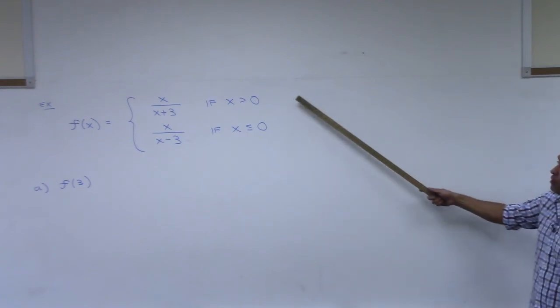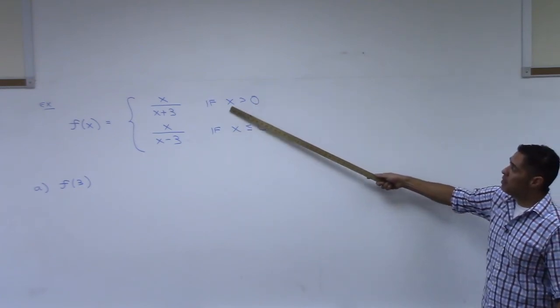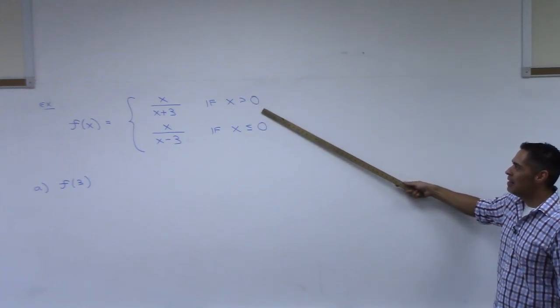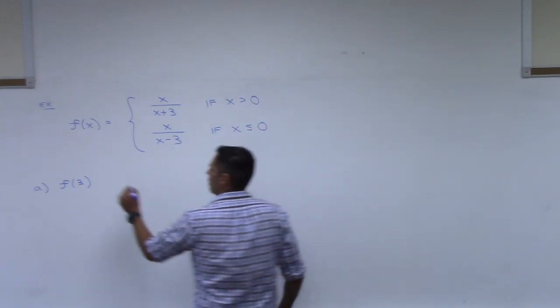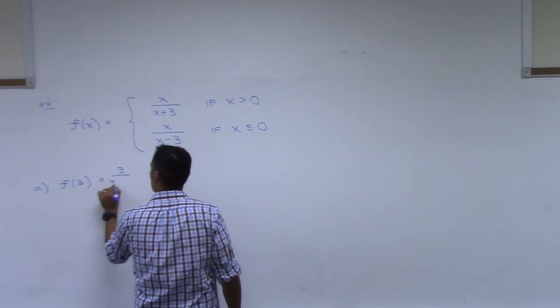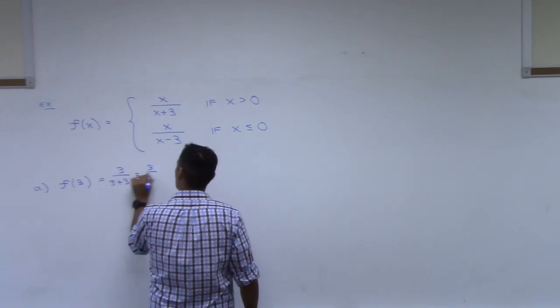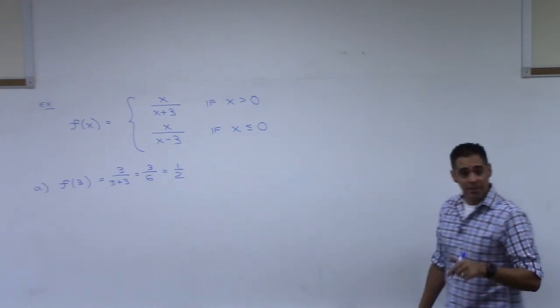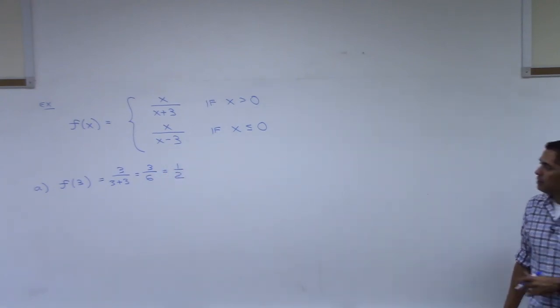So you're going to be in the top one, right? Because you're plugging in 3, which is bigger than 0. So you plug 3 in here and here. You get 3 over 3 plus 3, which is 3 over 6, which is a half, right? So at 3, you plug it in, you get 1/2.